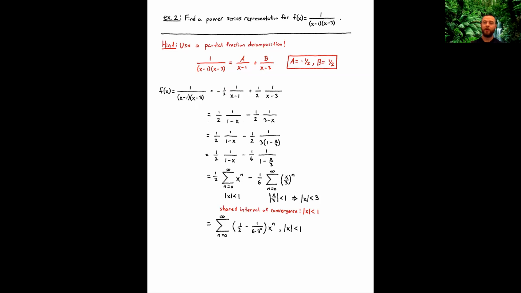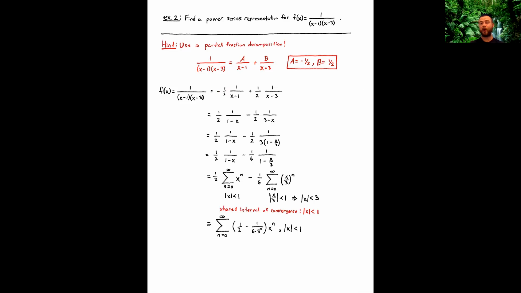At that point, if the absolute value of x is less than 1, in other words, both power series representations are valid, then we can combine these power series by subtracting their coefficients. And we get a combined coefficient in parentheses there, 1/2 minus 1 over 6 times 3 to the n. All right, and that basically does it for our first part.